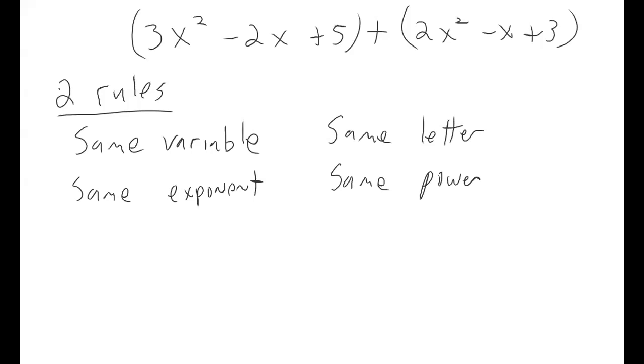So 3x squared and a negative 2x cannot be combined because even though they are the same letter, they are not the same power. 2 does not equal the 1 that's on him. So therefore, I cannot combine them. Don't confuse that with multiplication and division. When things are single terms, we don't care about these.